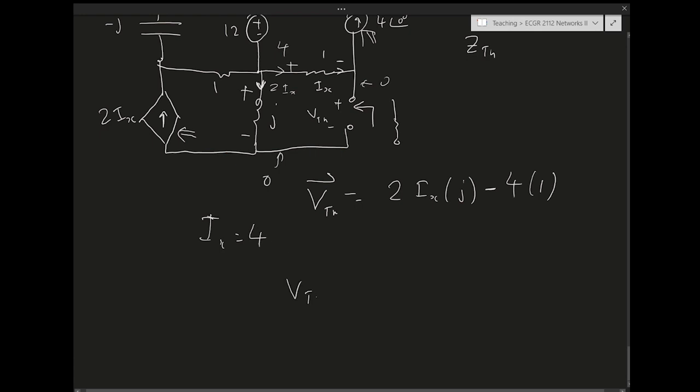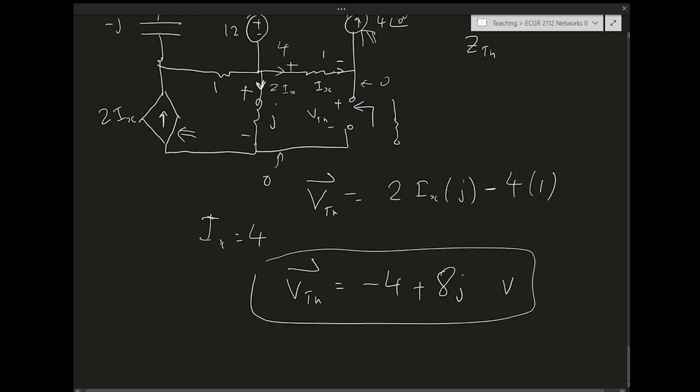So we end up with V7 equals 2 times 4, which is 8. So it's 8J, and then we have a minus 4 volts. So this is V7, right? We want to now find Z7.